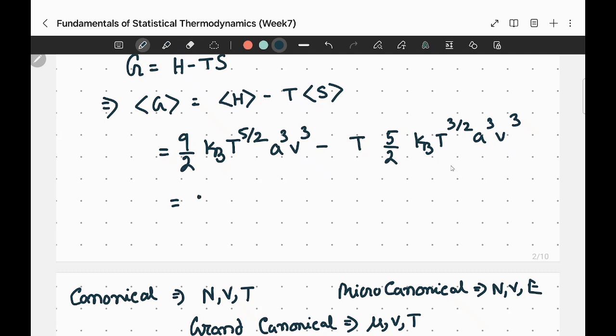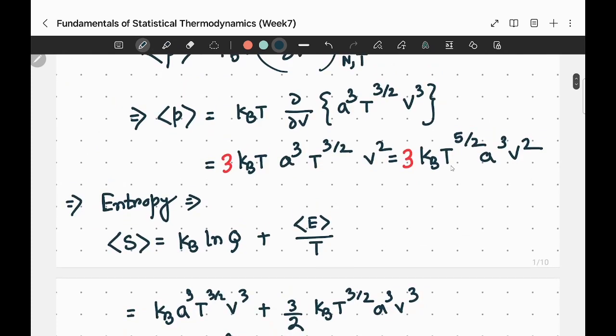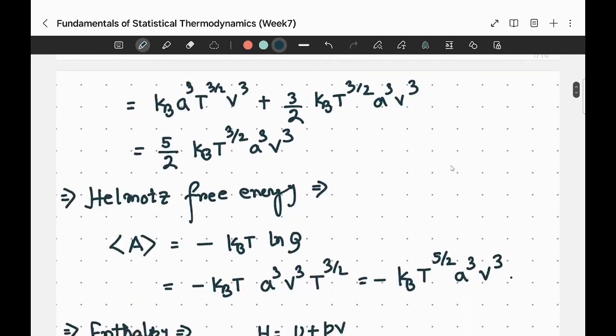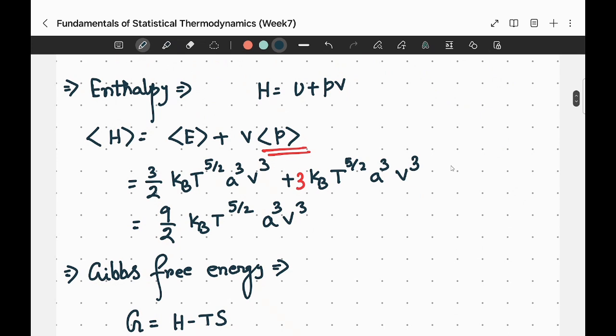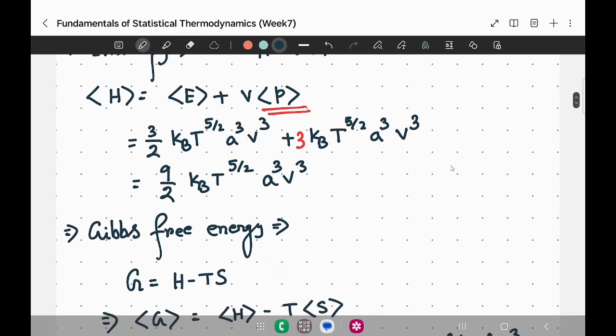It will be 2 kB 3 to the power 5 by 2 a cube V cube. So there was a mistake, and you should also correct it. Okay, thank you. Let me start today's discussion now.